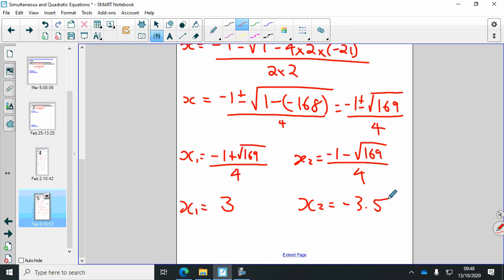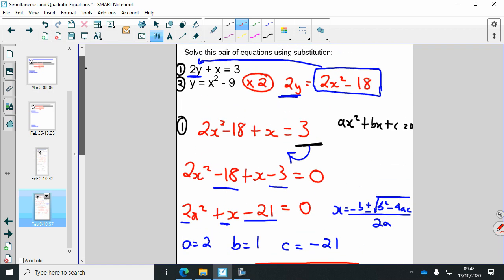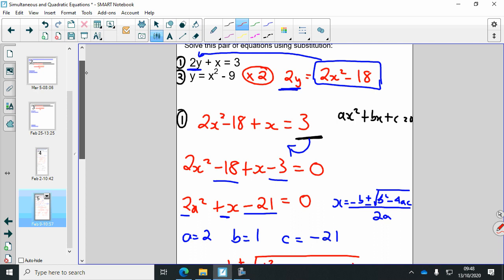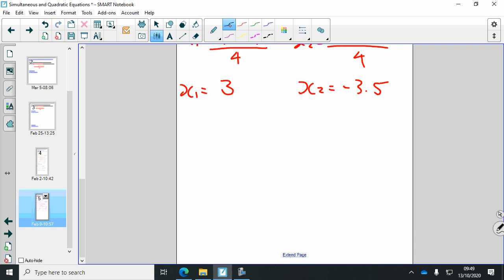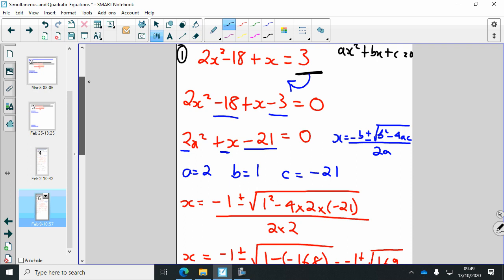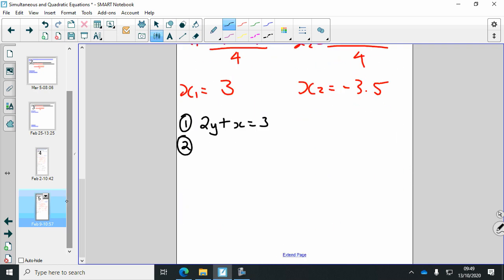So we now need to find our answers for y. Let's recap what those equations were: 2y plus x equals 3, and y equals x squared minus 9. So equation 1 is 2y plus x equals 3. Equation 2 was y equals x squared minus 9. It doesn't matter which one you choose. It's probably easier to choose the second one so you don't have to do any transposition. Okay, so I'm going to choose the second one.